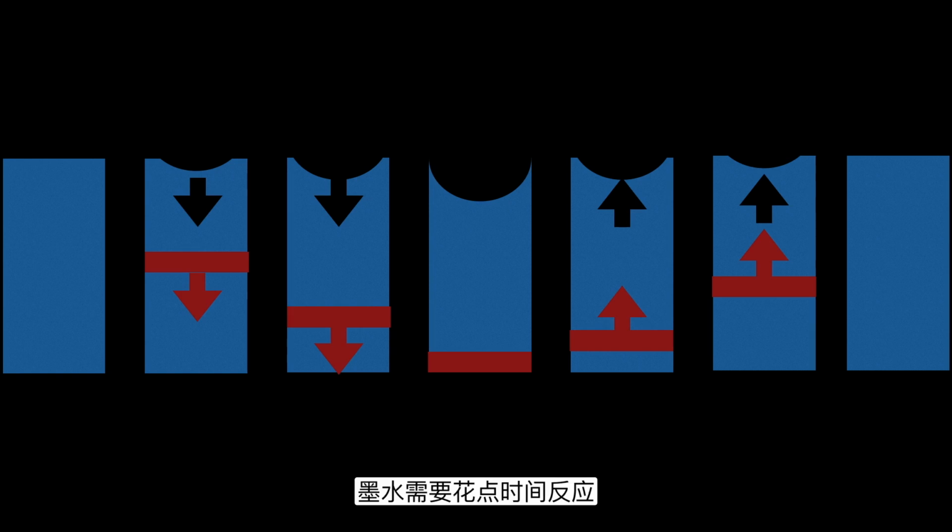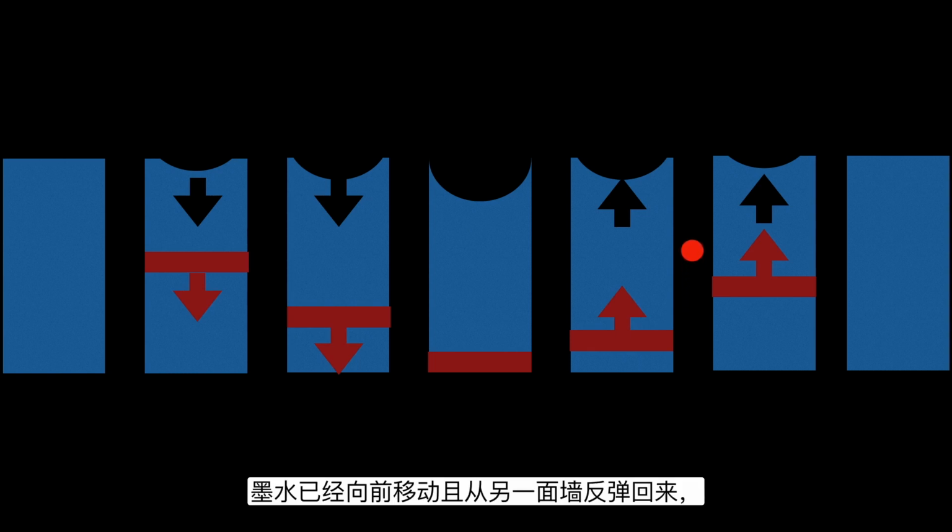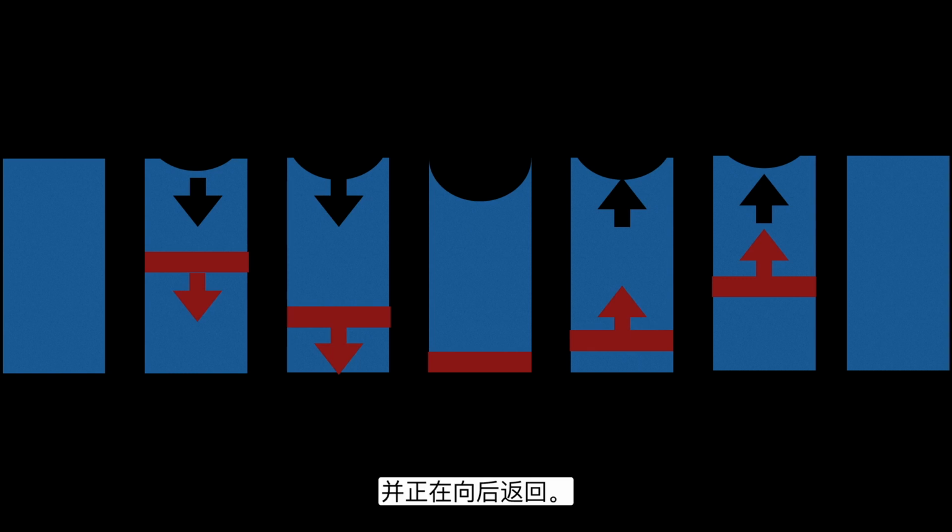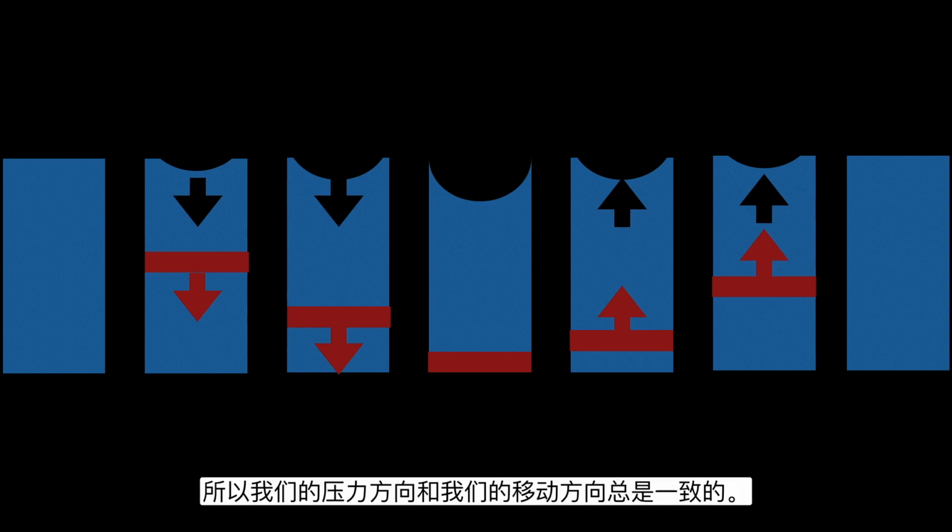It takes time for the wave of pressure to pass through the ink and out the nozzle where it's going to jet. With a properly optimized waveform, we notice that the pressure from the nozzle and the movement of the ink are always in the same direction. As the wall of the nozzle is closing, pushing in, the ink is moving away. When the nozzle wall is returning to its original position, the ink has moved forward, bounces off the other wall, and is returning backwards. So our pressures and our motion always line up.